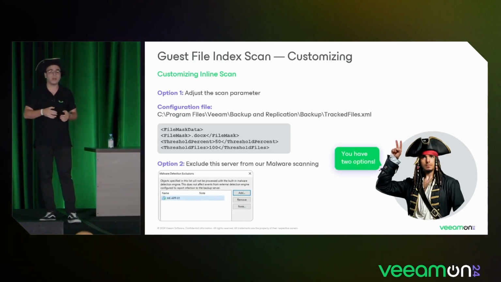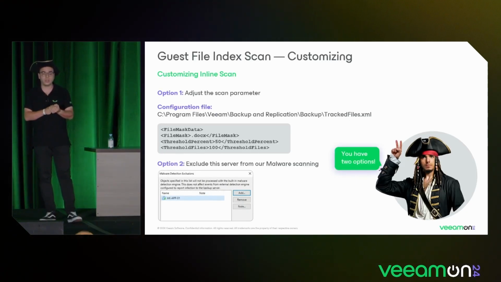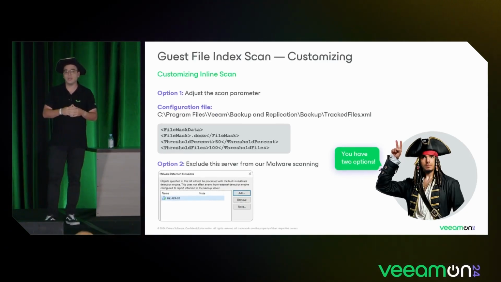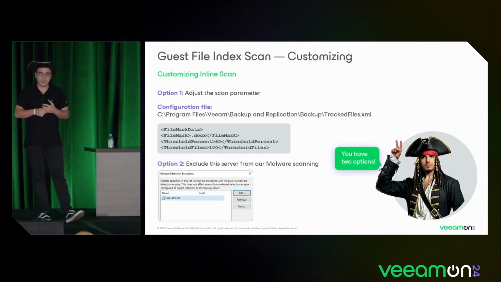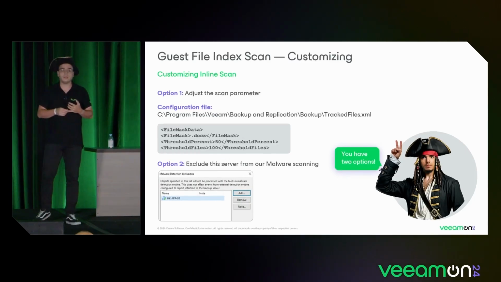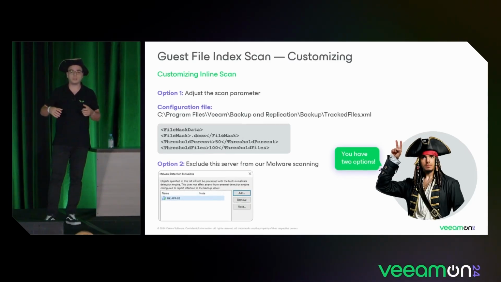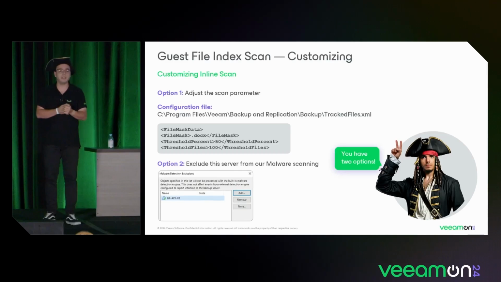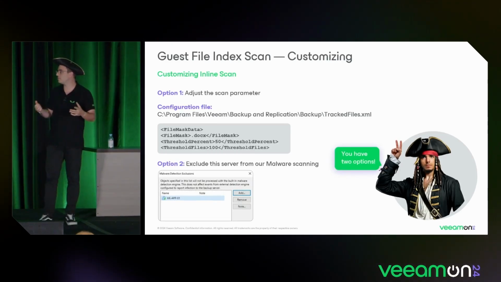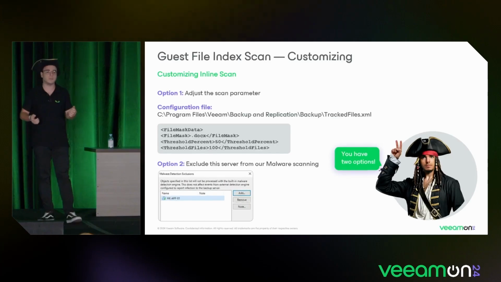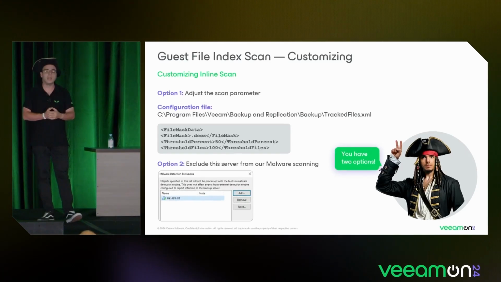Or if more than 100 files have changed. You can adjust those values to a value which suits the use case on your machine. And another option you can use is to just exclude this file server from the guest index file scanning, if there are too many false positives and you know it's maybe a test server and you don't need to scan that.